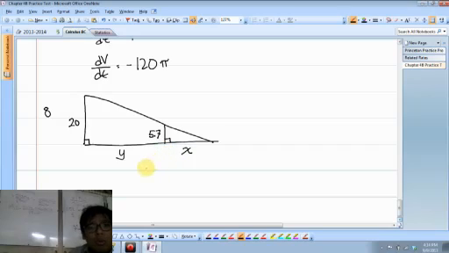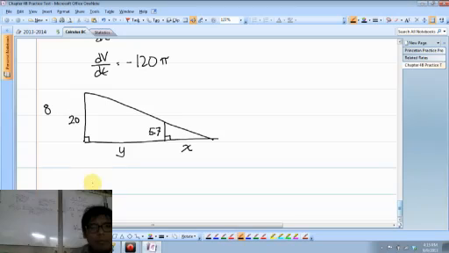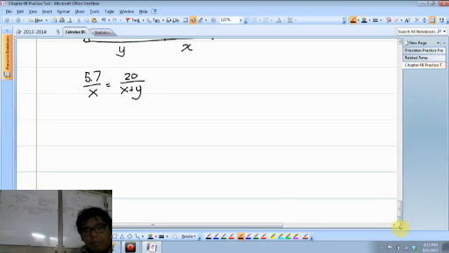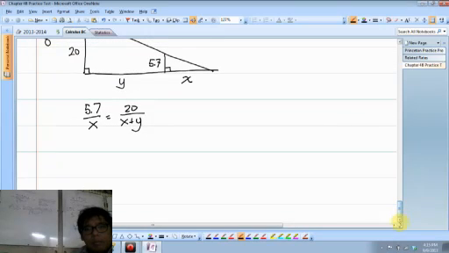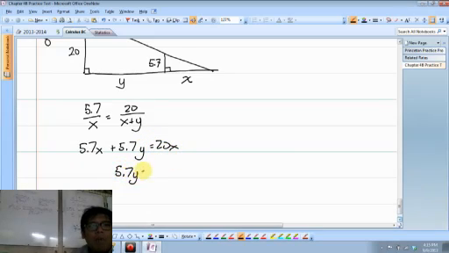So that gives us two similar triangles. 5.7 to X is equal to 20 to X plus Y. Or 5.7x plus 5.7y equals 20x, or 5.7y equals 14.3x.